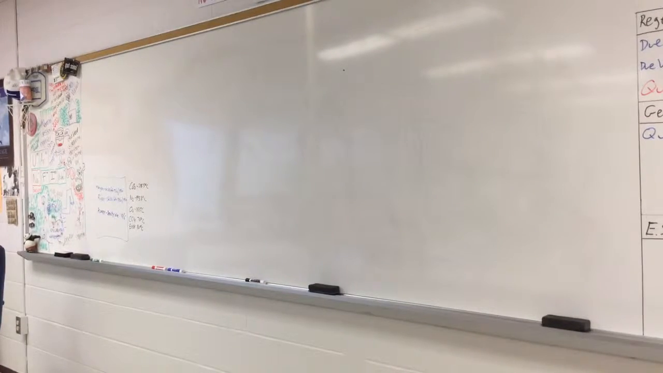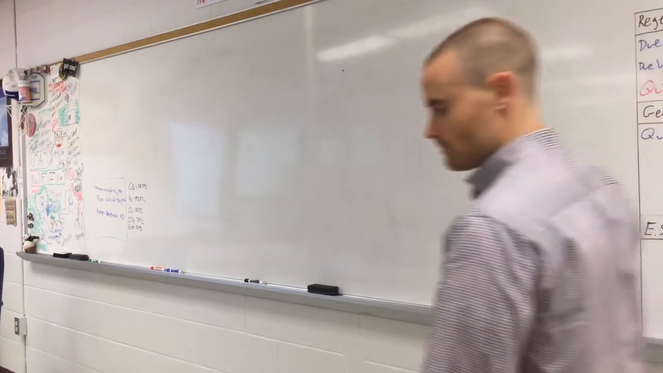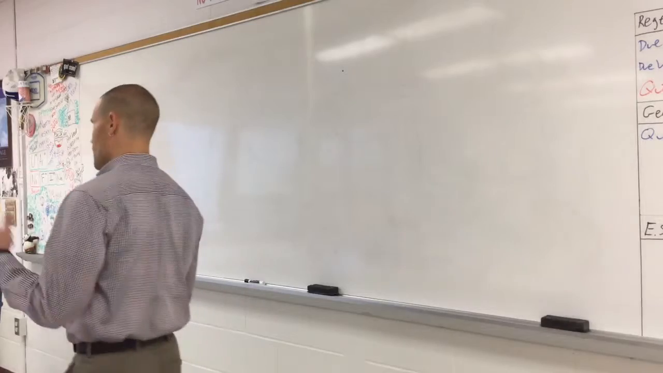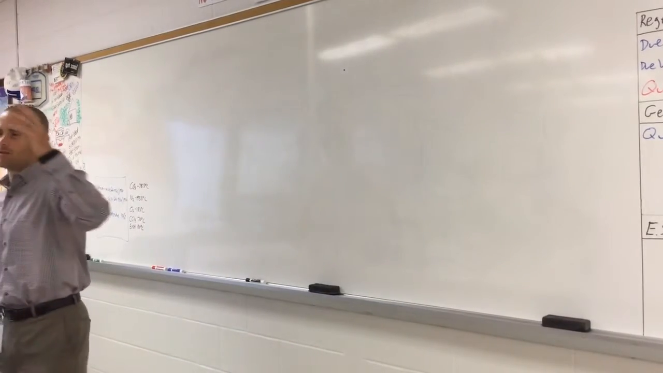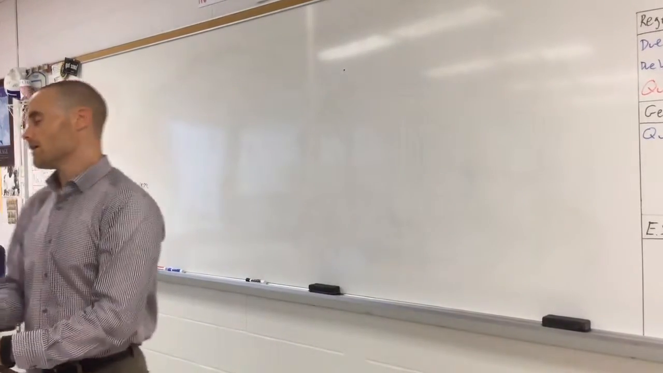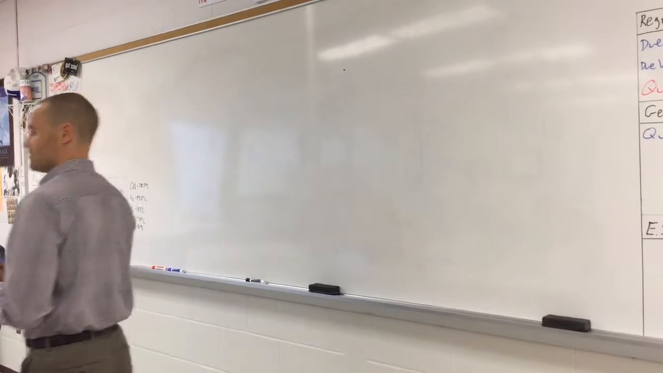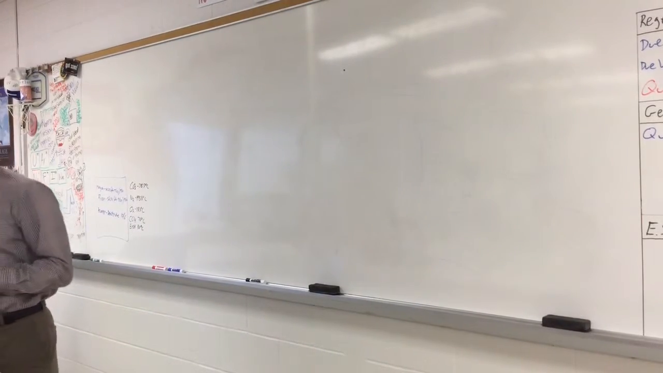Sig figs. What's the rule? Round your answer to the lowest number of sig figs in the problem. If you have 2, 3, 4 numbers in the problem and you're multiplying and dividing them, you round your answer so it has the lowest number of significant figures.